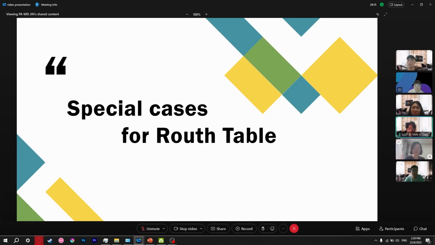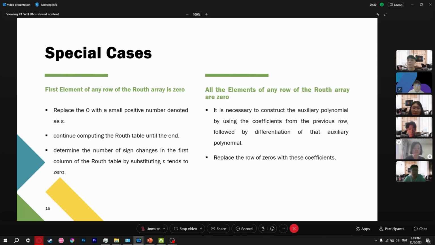Next, there are several special cases for the Routh table. The first is when the first element of any row of the Routh array is 0. For this case, we just need to replace the 0 with a small positive number denoted as epsilon, and then continue computing the Routh table until the end. Then we determine the number of sign changes in the first column of the Routh table by letting epsilon tend to 0.